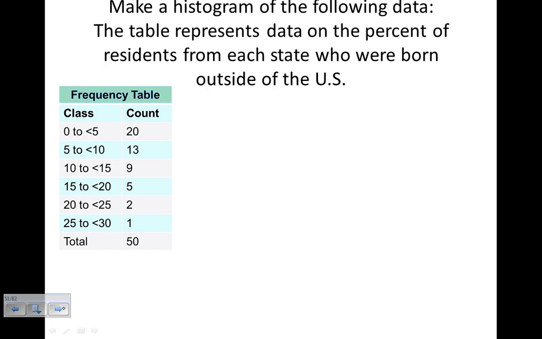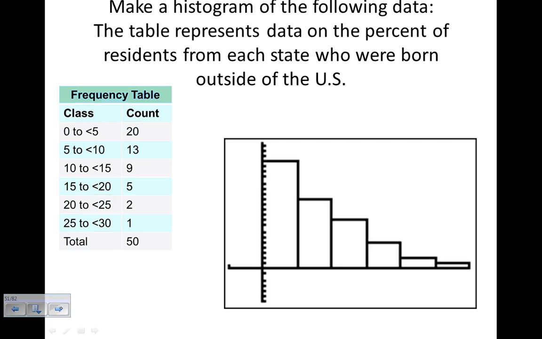All right, make a histogram of the following data. The table represents the data on the percent of residents from each state who were born outside of the U.S. So see if you can do that. And this is what mine looks like. And again, you should label, label, label. So this would be at 5, 10, 15, 20, 25, 30. And these went by ones. You can see this goes all the way up to 20.